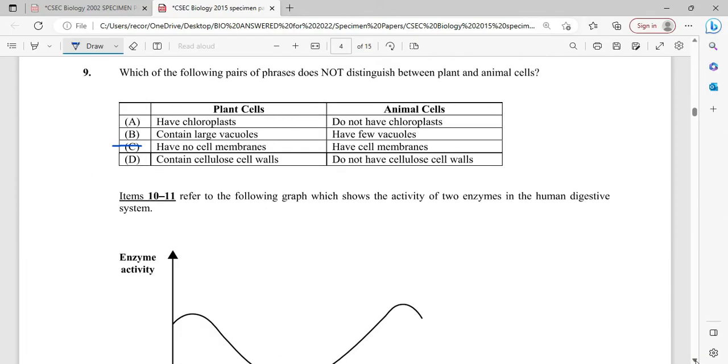Which of the following pairs of phrases does not distinguish between plant and animal cells? Have no cell membrane, that's not true. Have a cell membrane. C there is going to be the answer.